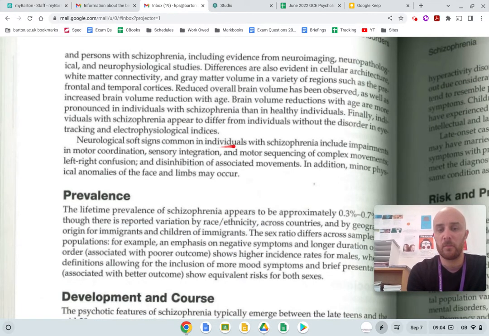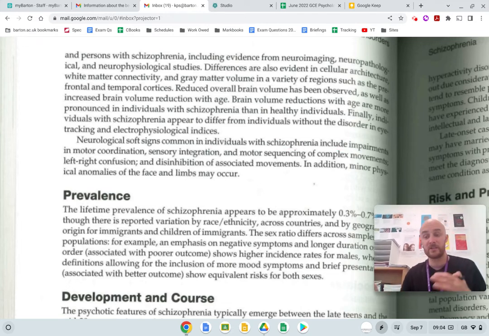Neurological soft signs common in individuals with schizophrenia include impairments in motor coordination. So they might knock things over quite a lot, for example, because that seems to affect them. Also sensory integration, motor sequencing of complex movements, and left-right confusion. So again, that communication between the left hemisphere and the right hemisphere isn't quite there with people with schizophrenia. So look, there's quite a lot.